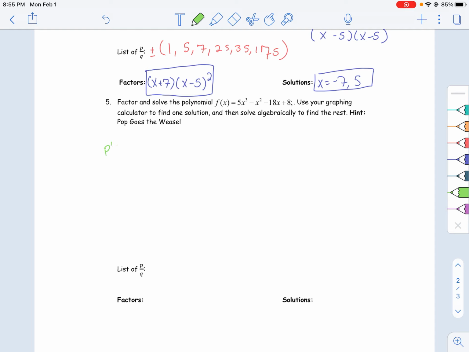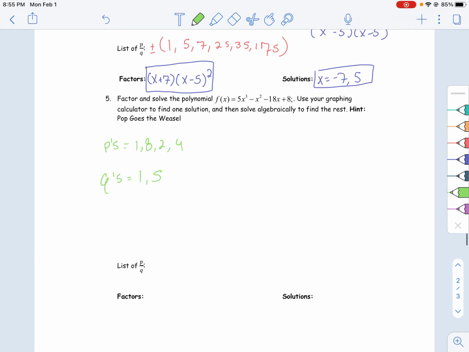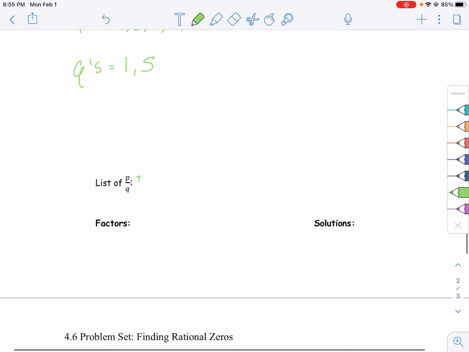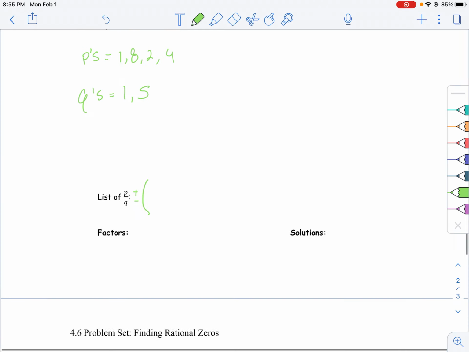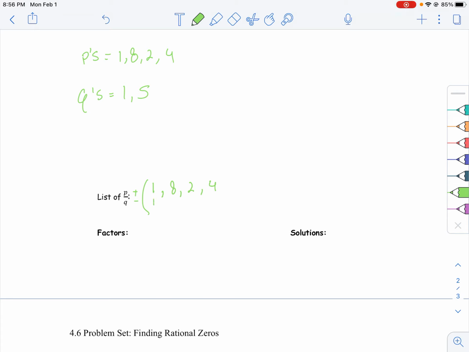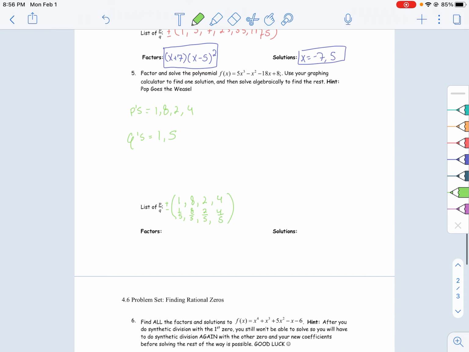Let's run through another one. List of p's over q's. So our p's are going to be 1, 8, 2, and 4, right? Because those are the only factors of 8. And then our q's are going to be factors of 5, so just 1 and 5. So when we're listing these p's over q's, plus or minus out front, because it can always be positive or negative. And then we have 1 over 1, we have 8, we have 2, and we have 4. And then we have 1 over 5, we have 8 over 5, 2 over 5, and 4 over 5. Those would be all the p's over q's.